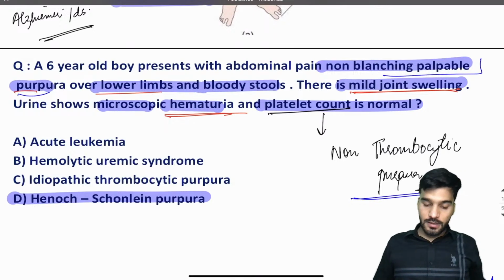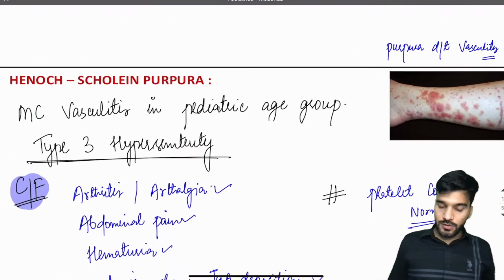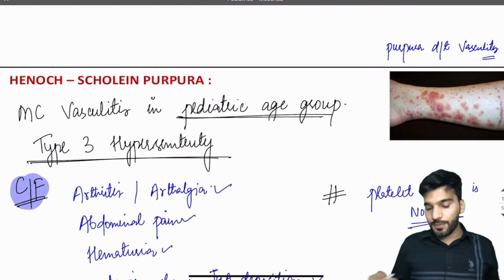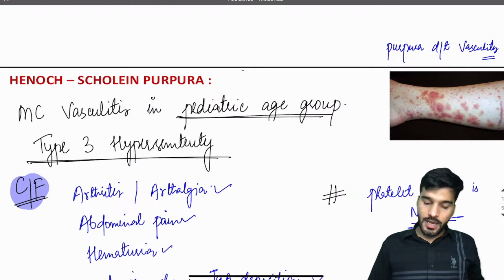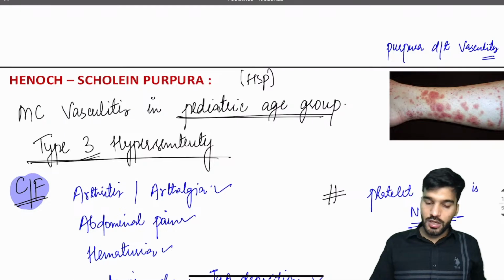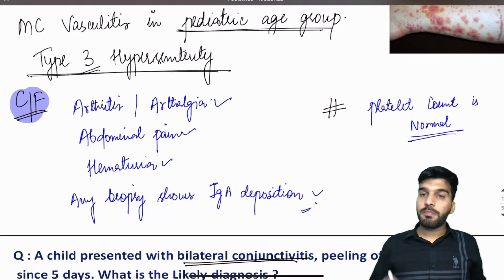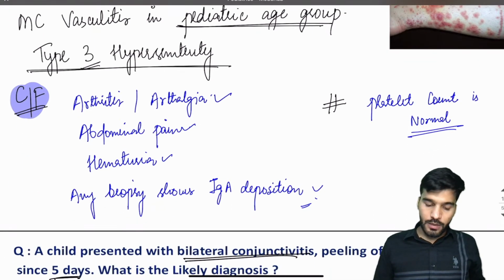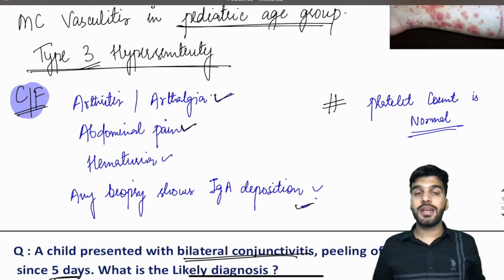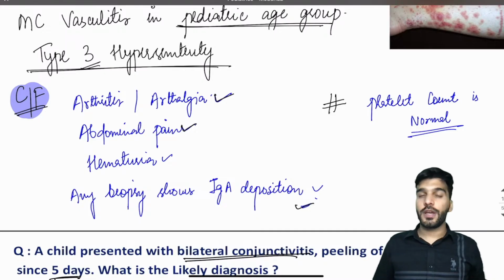Then further, a 6-year-old boy, we discussed the vasculitis which is most common in the pediatric age group. That is going to be HSP, Henoch-Schönlein purpura, a type 3 hypersensitivity reaction. Any palpable purpura with any one of these clinical features: arthritis, arthralgia, abdominal pain, hematuria, or biopsy showing IgA deposition. That is a case of HSP.